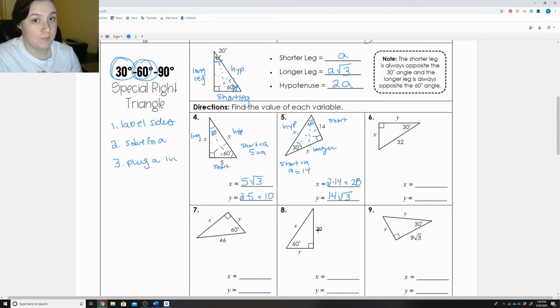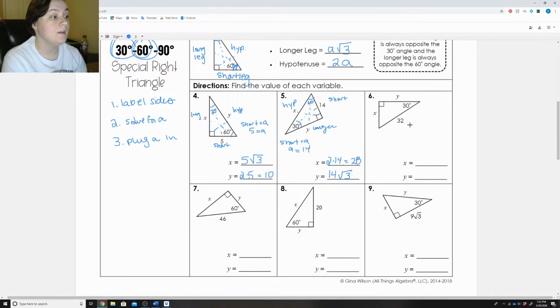Makes it pretty simple. So again, for each problem, we're just going to figure out which sides are which: hypotenuse, short side, or the longer side. We're going to use these and one of the side lengths to solve for A, and then from there, we're going to plug in that value to the other two in order to figure out what the lengths of the other sides are. Okay, so let's look at number 6. We're going to start by labeling the sides. The hypotenuse is always directly across from the right angle.